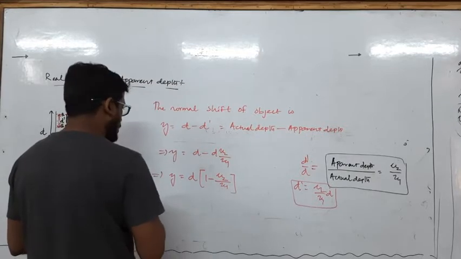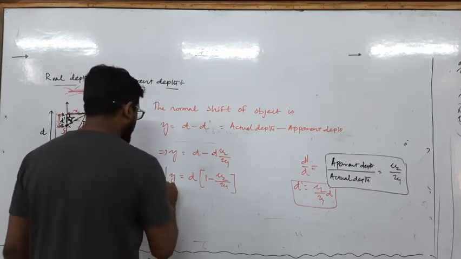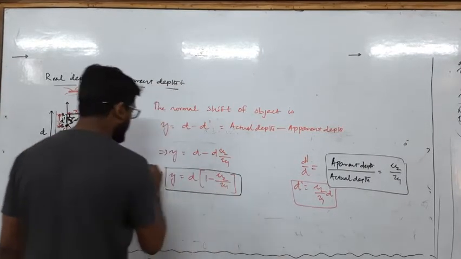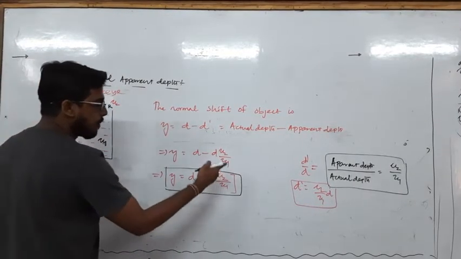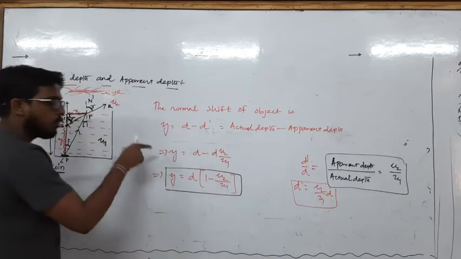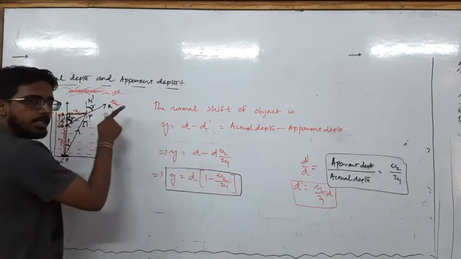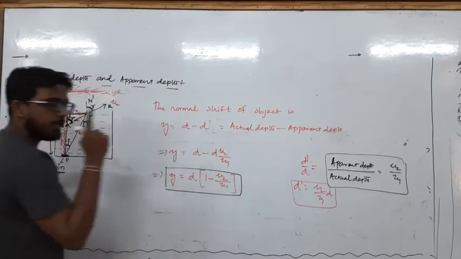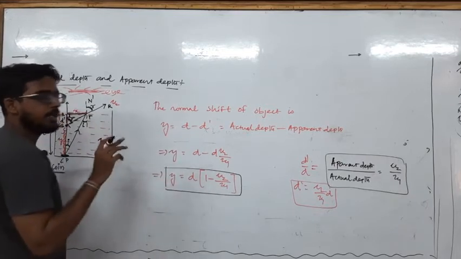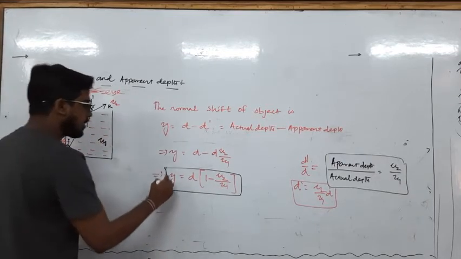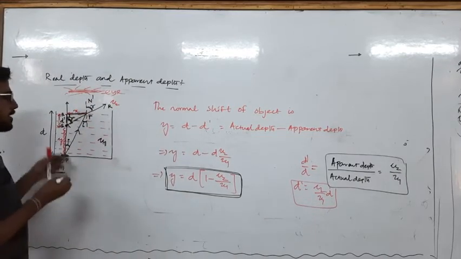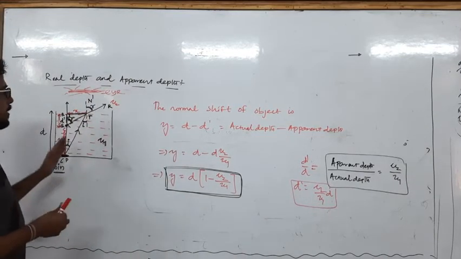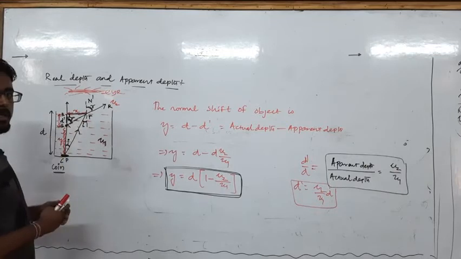Clear? So this is the expression for normal shift, where D is the actual depth, mu2 is the refractive index of the medium to which light rays are going in, and mu1 is the refractive index of the medium from which the light rays are coming. So this is the expression for the normal shift of the object when light passes from one medium to another medium. Clear?